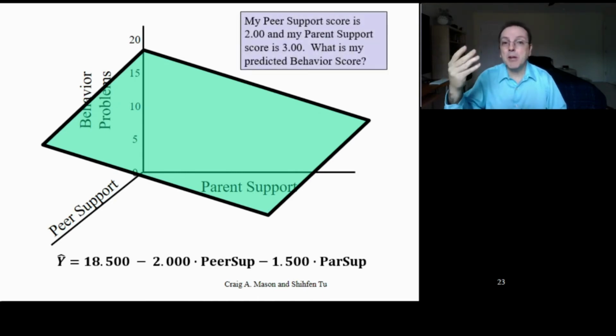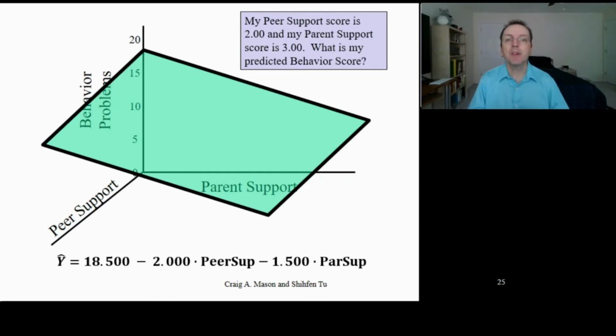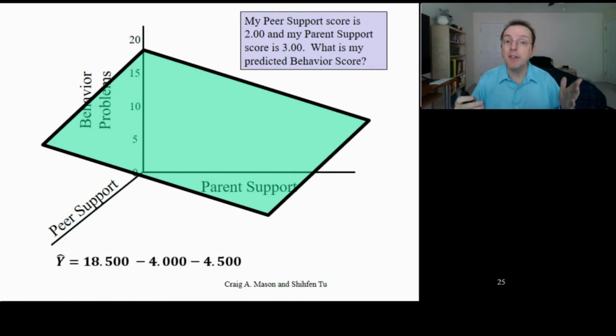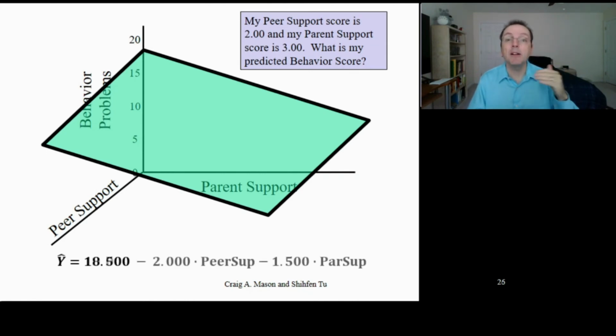If my peer support score is 2 and my parent support score is 3, what would be my predicted behavior score? Well, we just plug in 2 for peer support and 3 for parent support into our regression equation, and we get y hat, my predicted score, is 18.5 minus 2 times 2 minus 1.5 times 3, which works out to y hat equals 18.5 minus 4 minus 4.5, or 10. That's my predicted score based on this model.